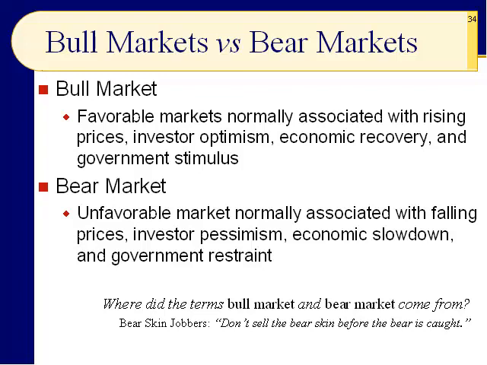A bull market is a favorable market normally associated with rising prices, investor optimism, economic recovery, and government stimulus. Whereas a bear market is an unfavorable market, normally associated with falling prices, investor pessimism, economic slowdown and government restraint.